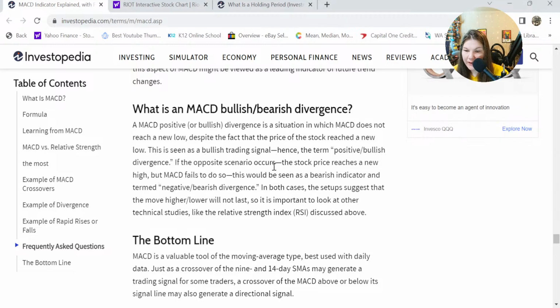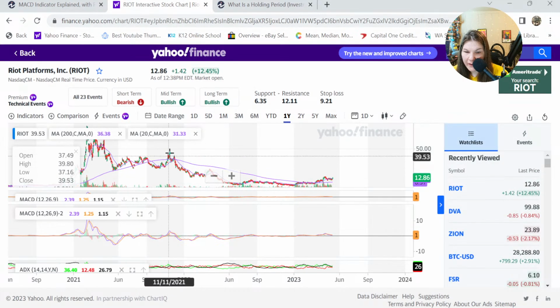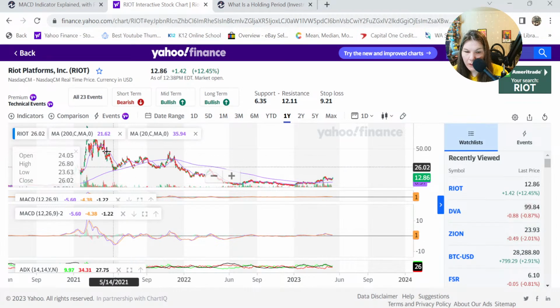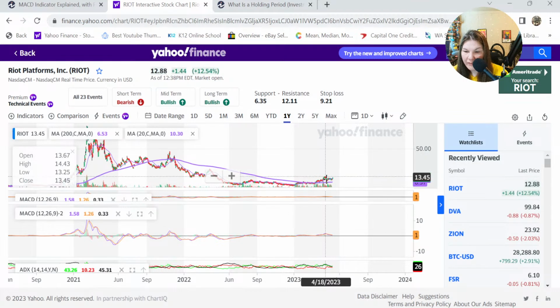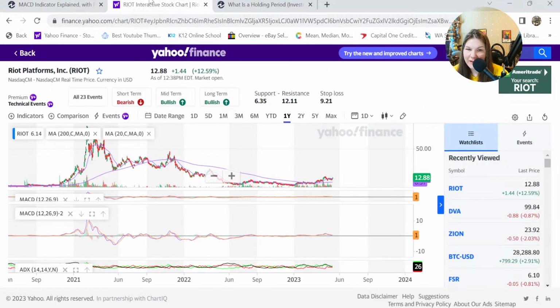If the opposite scenario occurs, the stock price reaches a new high, but MACD fails to do so. This would be seen as a bearish indicator. So if it reaches a new high but the MACD line doesn't, okay, so we don't have any of those, but we did have the lower low one. In both cases, the setup suggests that the move higher or lower will not last. So it's important to look at other technical studies like the RSI discussed above.